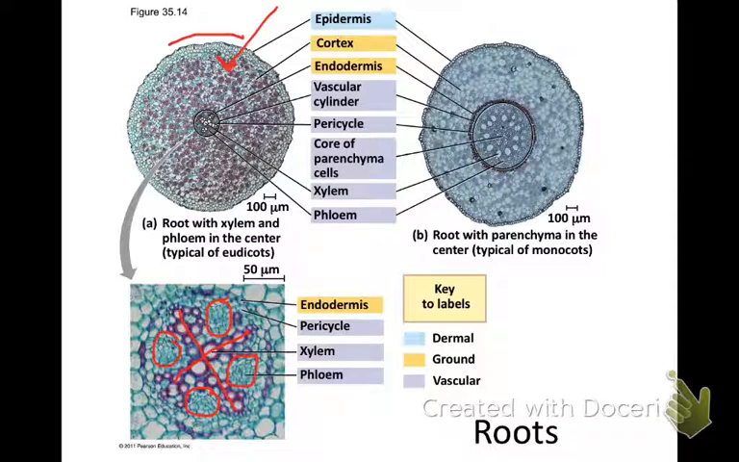In the monocot root, you have the epidermis, the cortex, the endodermis, and the vascular tissue is arranged somewhat differently. So the xylem is found in a circular arrangement on the inside of the vascular stele, and the phloem is arranged on the outside in a ring.